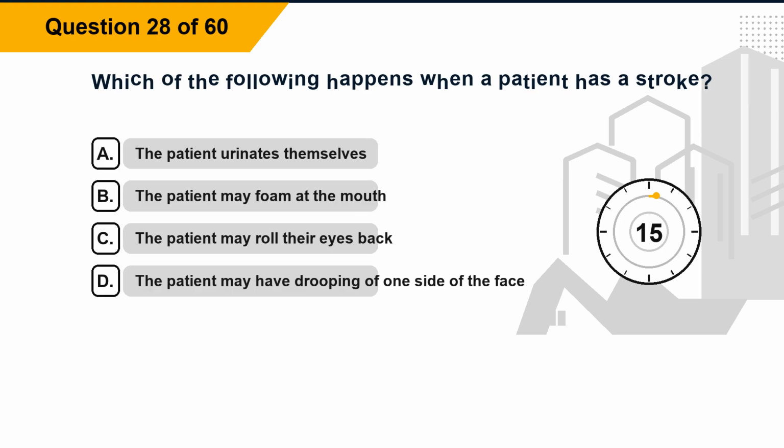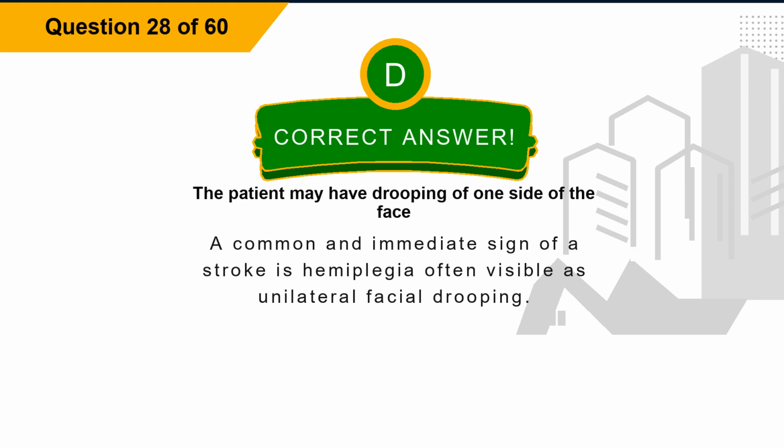Question 28. Which of the following happens when a patient has a stroke? Option A: the patient urinates themselves. Option B: the patient may foam at the mouth. Option C: the patient may roll their eyes back. Option D: the patient may have drooping of one side of the face. The correct answer is option D: the patient may have drooping of one side of the face. Explanation: a common and immediate sign of a stroke is hemiplegia, often visible as unilateral facial drooping.